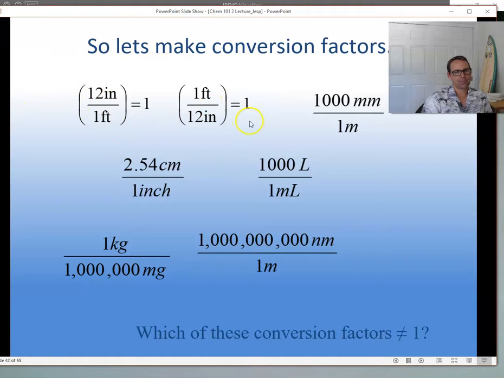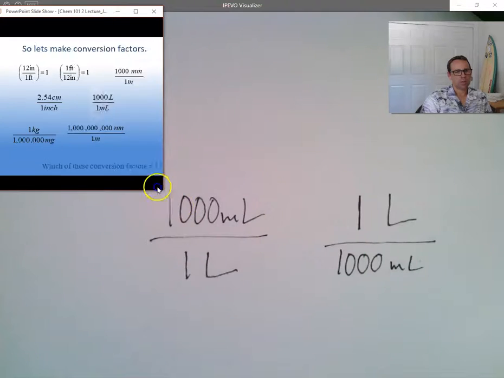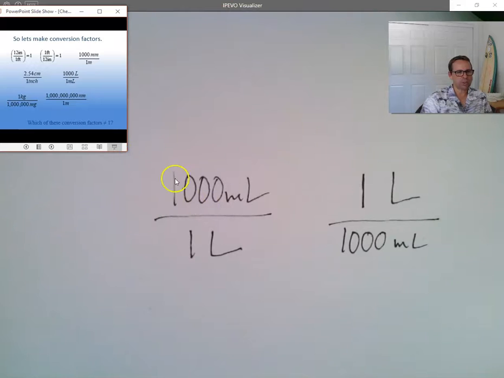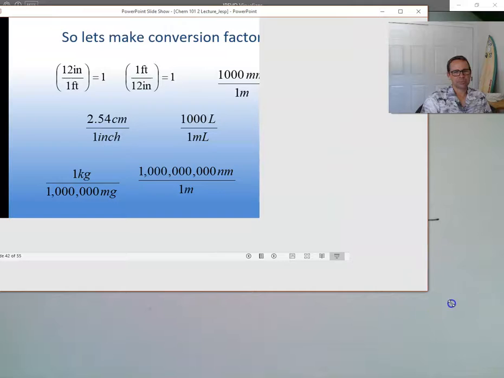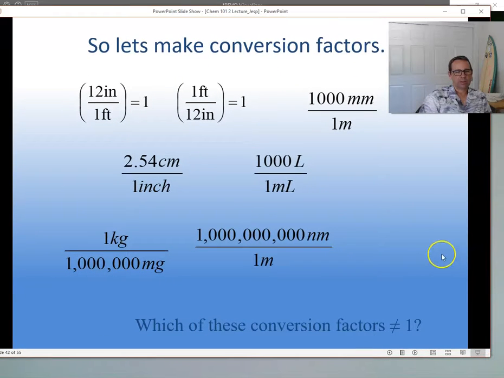Show me the paper one more time. These are examples of the correct conversion factors. 1,000 milliliters over a liter, those are equivalents, or 1 liter over 1,000 milliliters. So milliliters on top, liters on bottom down here. Over here, liters on top, milliliters on bottom. Okay, very good.